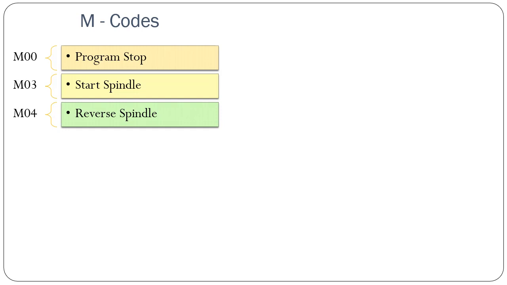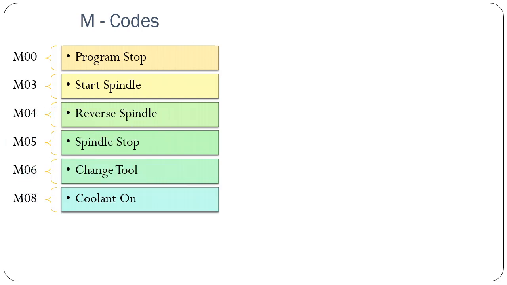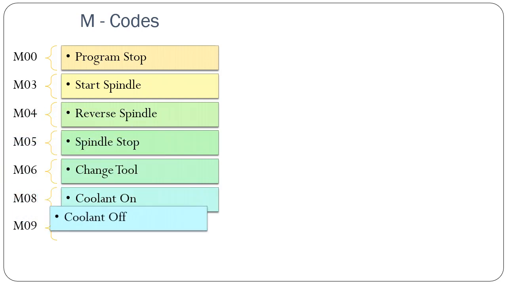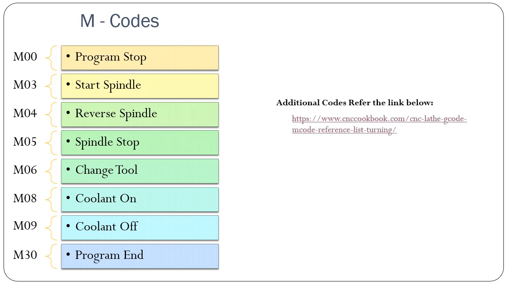M04 is used to reverse the spindle. M05 is used to stop the spindle. M06 is used to change the tool. M08 and M09 are used for coolant on and off. M30 is used to end the program. For additional codes you can refer to the link given.